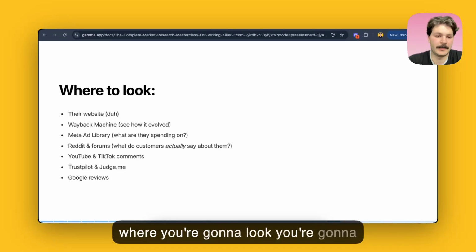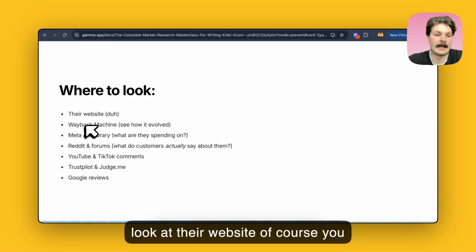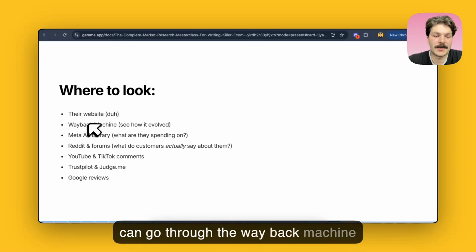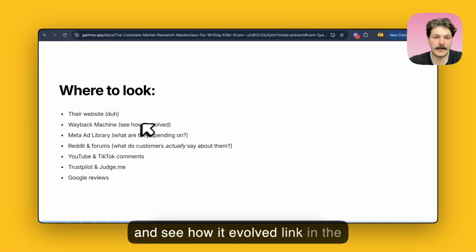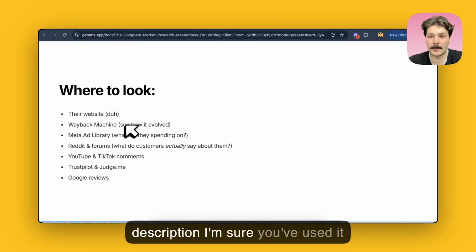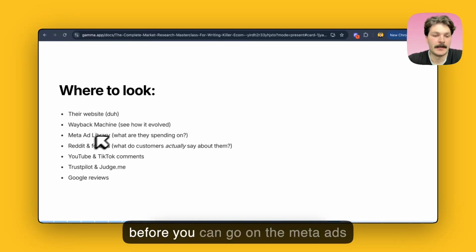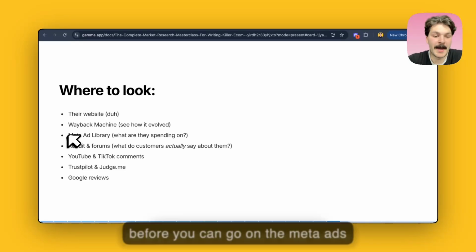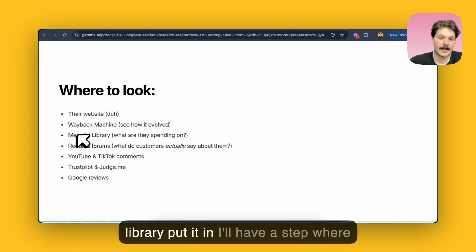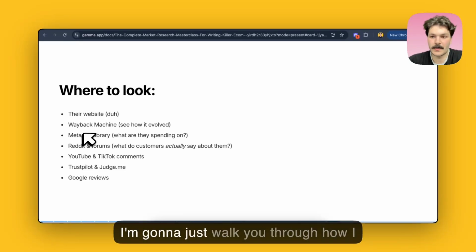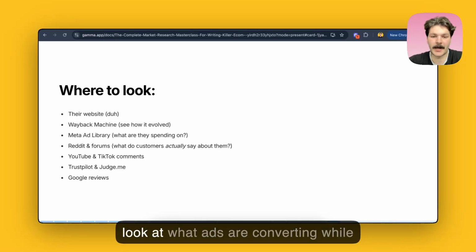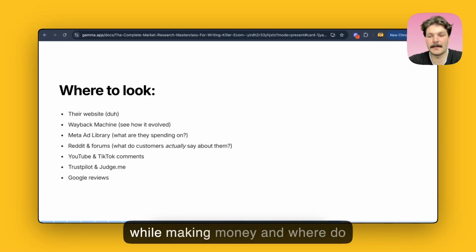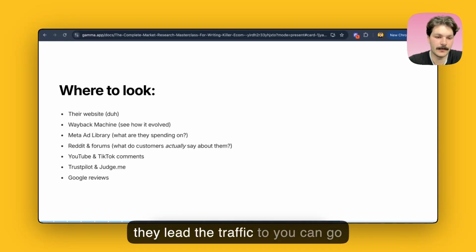Here's where you're going to look. You're going to look at their website, of course. You can go through the Wayback Machine and see how it evolved. Link in the description. I'm sure you've used it before. You can go on the Meta Ads Library and put it in it. I'll have a step where I'm going to just walk you through how I look at what ads are converting well, what are making money, and where they lead the traffic to.